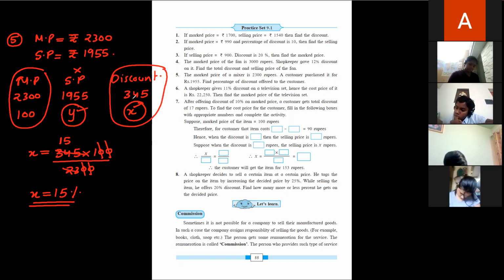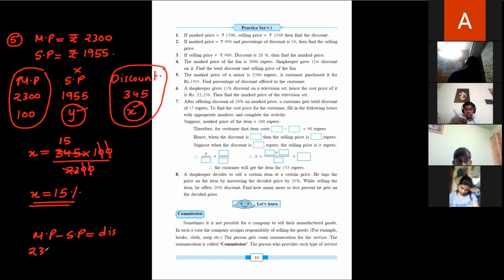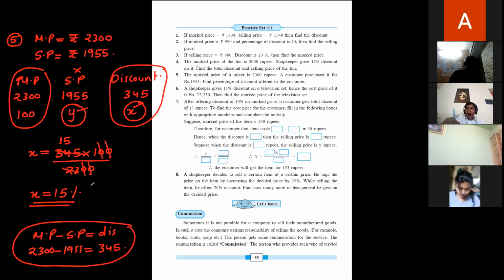Now, how did this 345 come? I'll just write over here. It is mark price minus selling price, which will give you what? The discount. So it is 2300 minus 1955. This will be how much? 345. Understand? You can just write. Any doubt? You can ask.